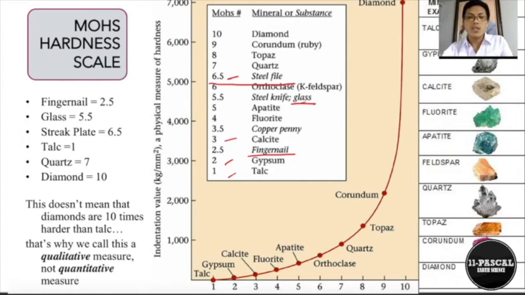So it only measures how hard a mineral is based on the scratch test, or if a particular mineral is harder or softer than the other mineral that it is being compared to. So that's for the Mohs hardness scale.